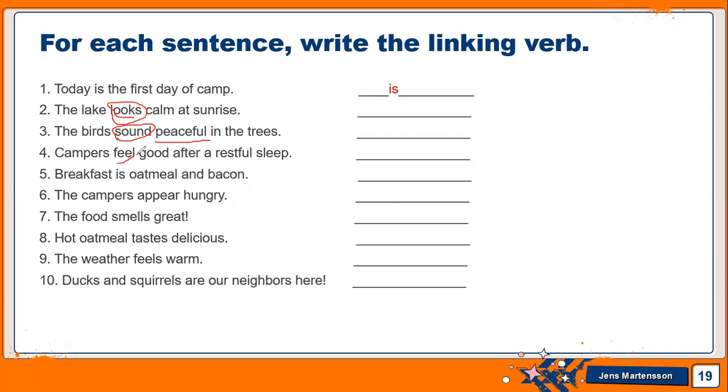Campers feel good after a restful sleep. So feel is the linking verb, linking between campers, the subject, and the predicate. And we have here good. It's describing how the campers are feeling. So this is a predicate adjective. Breakfast is oatmeal and bacon. So is is the linking verb. Oatmeal and bacon, these are nouns taking the place of a predicate in this sentence. So this is a predicate noun. And by now, you should be able to solve the rest of the sentences. Let's move on.